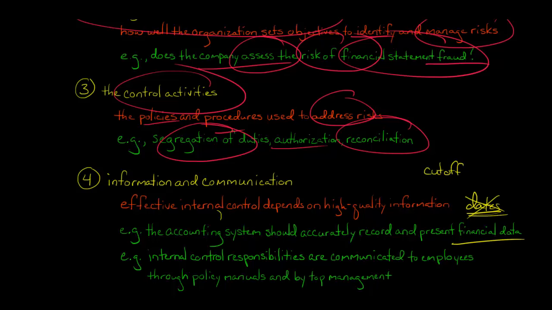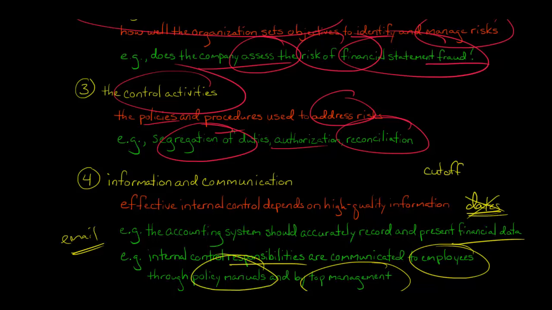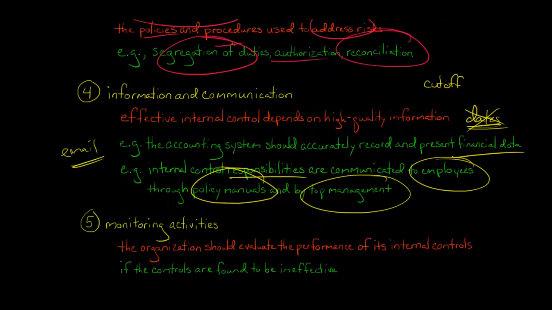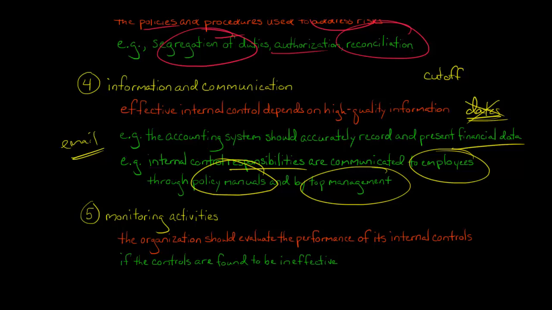Also, not just your accounting system, but thinking about the internal control responsibilities, are those responsibilities being adequately conveyed to the employees by top management? That could be through an email. Perhaps top management sends an email and explains to the employees, okay, this is the person in charge of this and so forth. Or the organization could have formal policy manuals that lay out the procedures for internal controls. So internal controls aren't going to be that helpful if you have them in place, but nobody knows what they are or how to operate them.